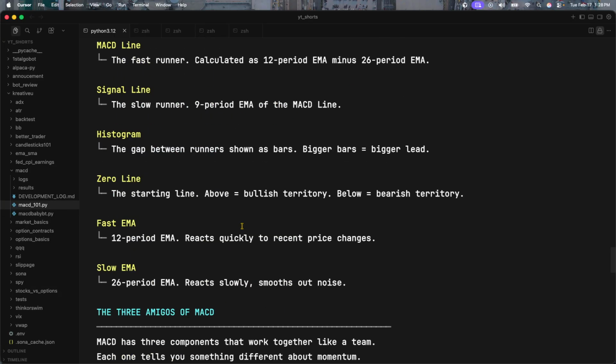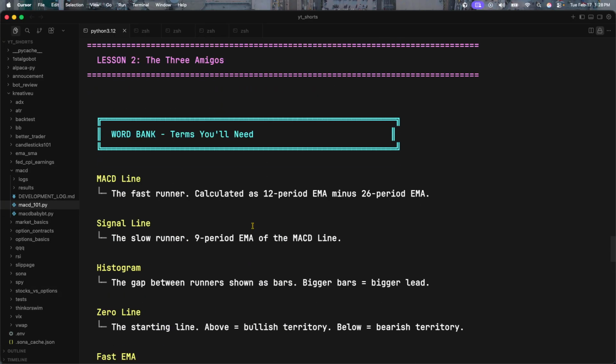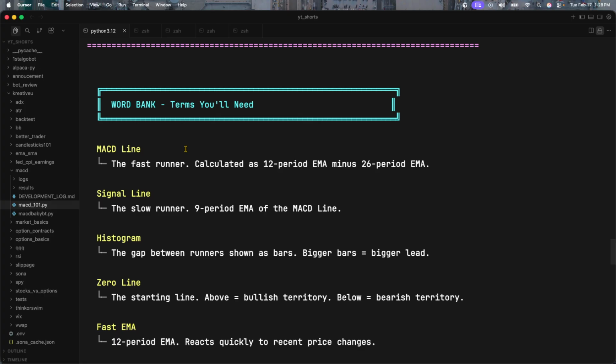All right. Beautiful. So let's go ahead and jump into our next lesson. The Tres Amigos, to be able to really get into the weeds of MACD, right? So we have the MACD line, which is going to be the fast runner. It is calculated as the 12 period EMA minus the 26 period EMA, right? So the period is just letting you know how many minutes are passing. So 12 periods or 12 minutes, or 26 periods is 26 minutes, right? So we're taking the 12 EMA minus the 26 EMA. And then the signal line is going to be the slow runner. This is the 9 period EMA, or 9 minutes of EMA, exponential moving average of the MACD line.